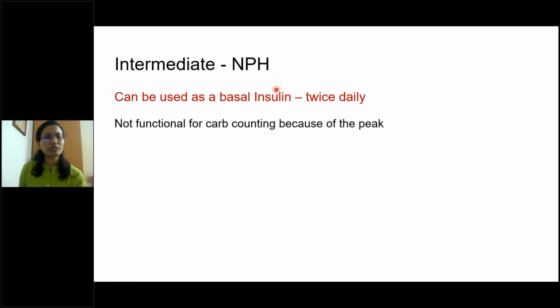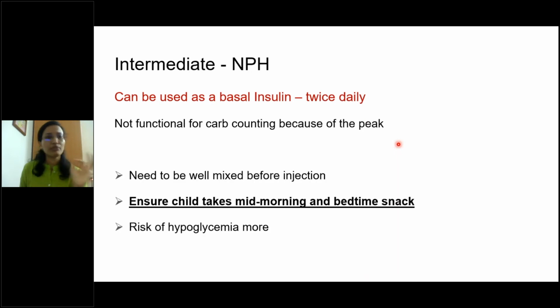Sometimes we do use NPH alone as basal insulin. Sometimes we do use NPH in combination with Lantus as basal insulin. But we need to give it twice daily. Remember the peak we are talking about, the peak of the insulin. So NPH has a potential to cause hypoglycemia at the time of the peak. So we need to make sure that the child has a mid-morning and bedtime snack whenever we are using NPH as the basal insulin.